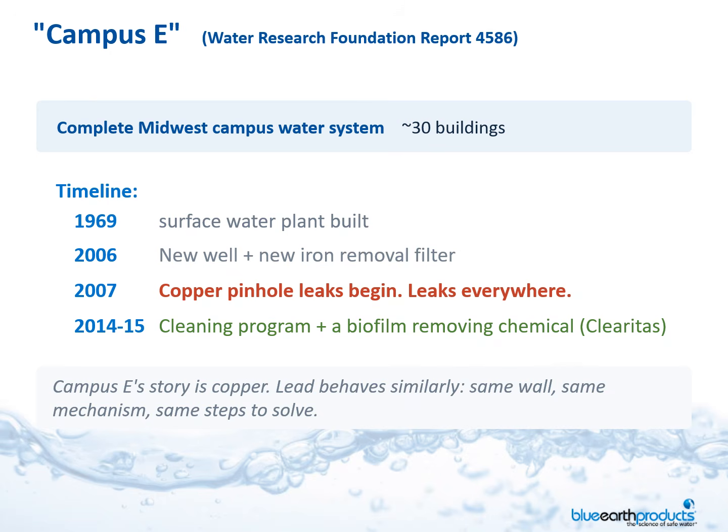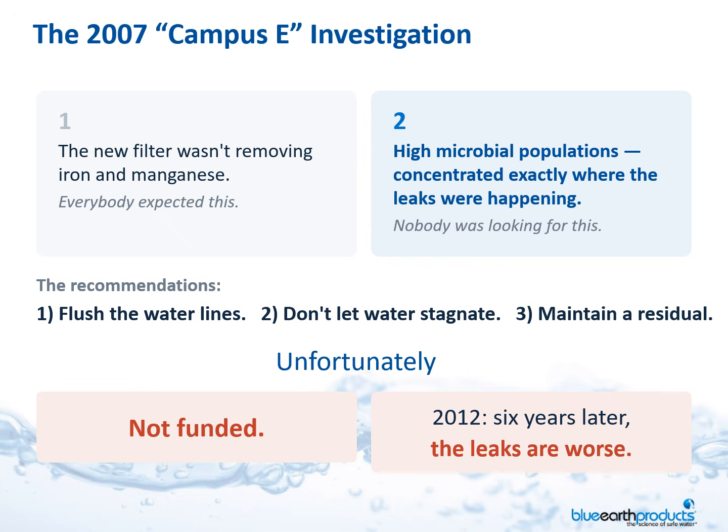There was a study upon this, and they found, actually let me just show that real quick. The new filter wasn't working properly. That was kind of expected. They could see that. But they also found high microbial populations at every pinhole leak that they evaluated. And they weren't really looking for that. And so the recommendations were probably what you've seen before. Don't flush the water lines, clean out the piping, don't let the water stagnate, and maintain a residual. But like a lot of these efforts, they weren't really well funded. And so 6 years later, the leaks were worse, and the attention was greater, and the need for intervention was greater.